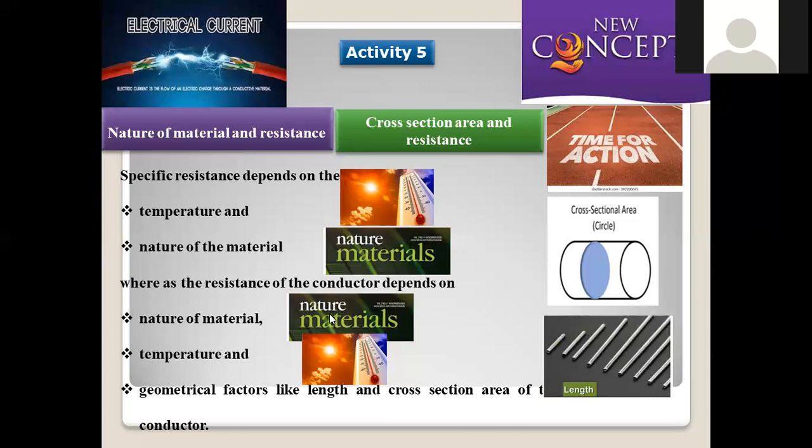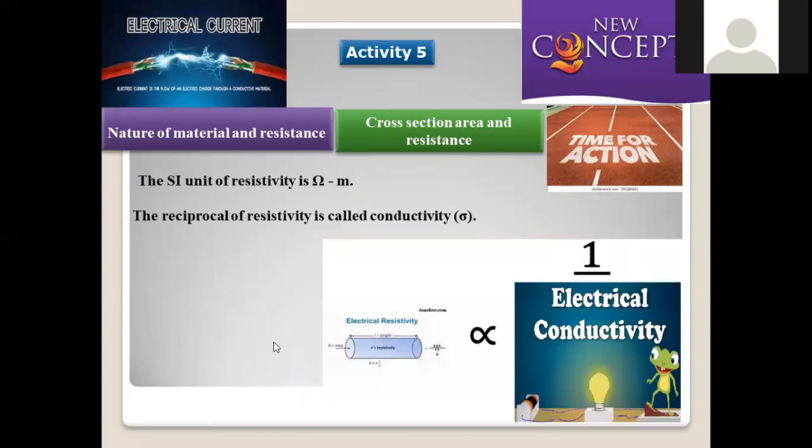This is called the temperature and the nature of material. In addition to nature of material and temperature, two other factors, the cross-sectional area and the length of the material, also matter for the resistance of the material. Now, let us see what the units for resistivity are. Resistivity is ohm meter. So within a 1 meter length of the material, the extent of resistance there is denoted as the resistivity of the material.